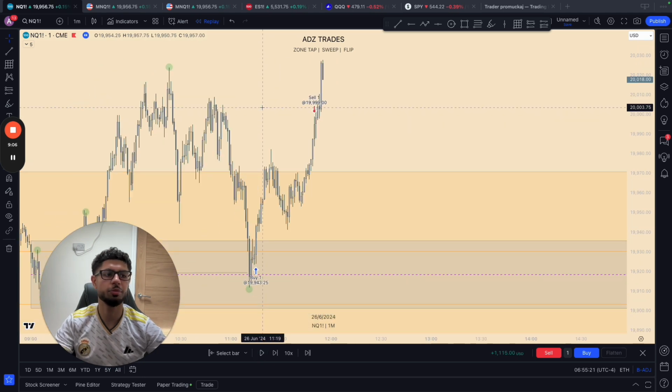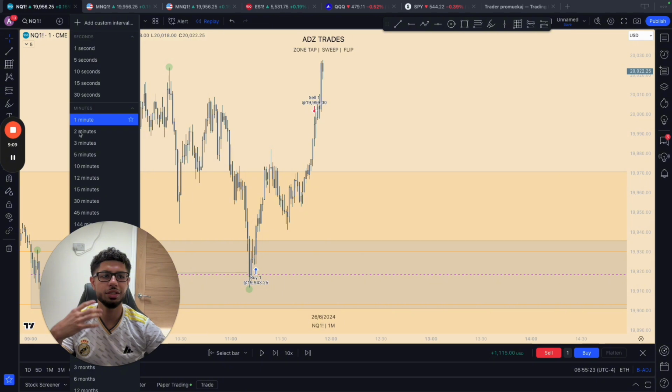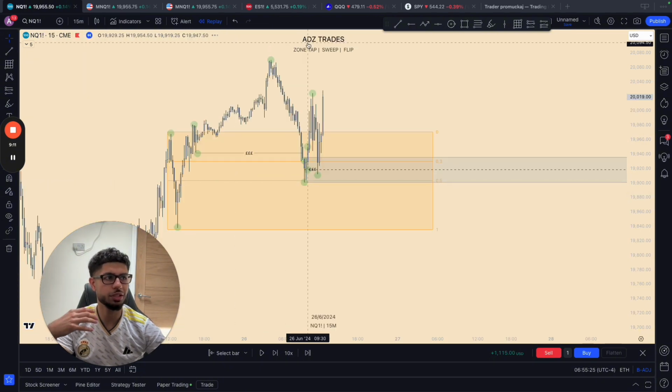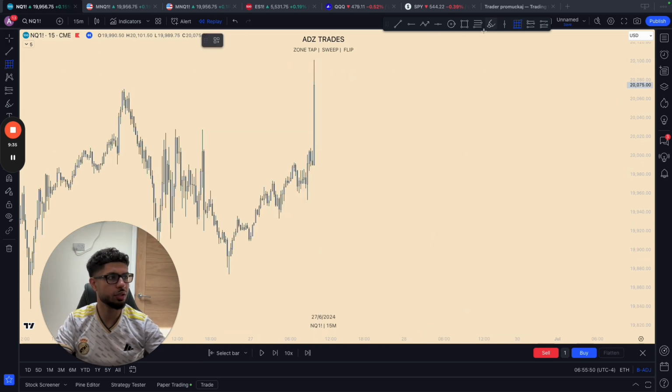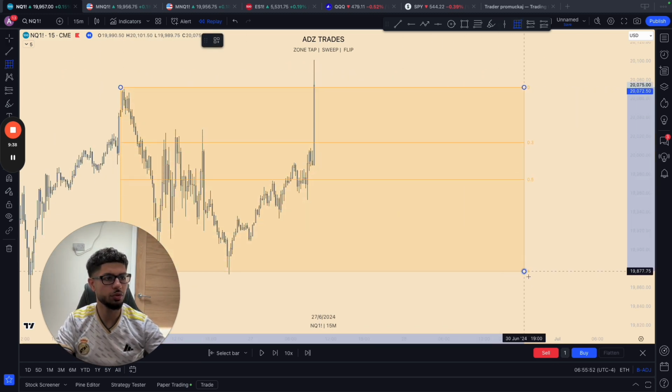And we smash take profit pretty quickly. Again, it's the exact same thing every single day. Tap, sweep, flip. So now let's go on to Thursday and look for the exact same thing. Sweet. So going on to Thursday, what did we have? We had this zone here.